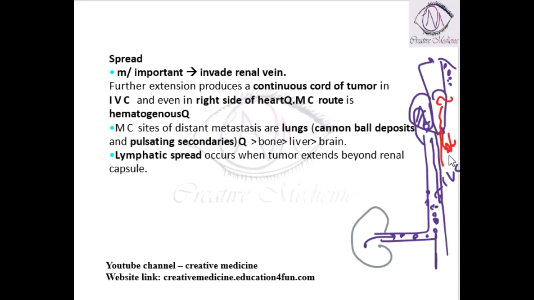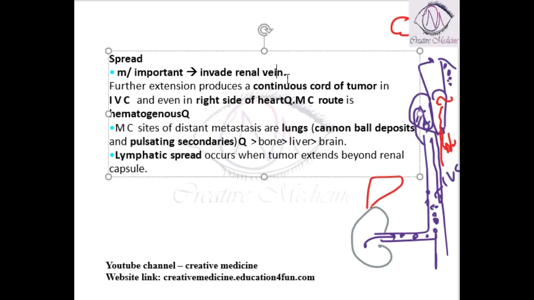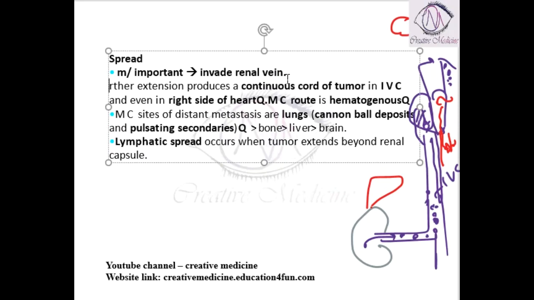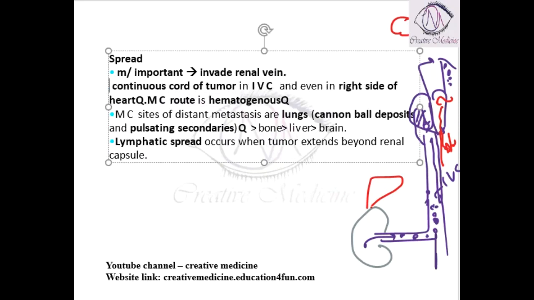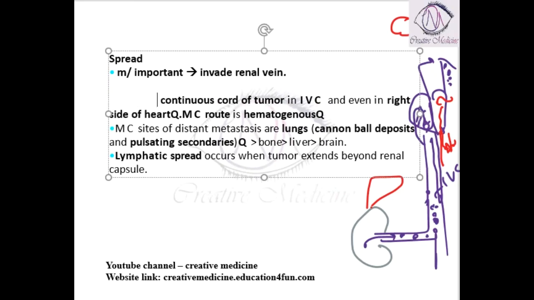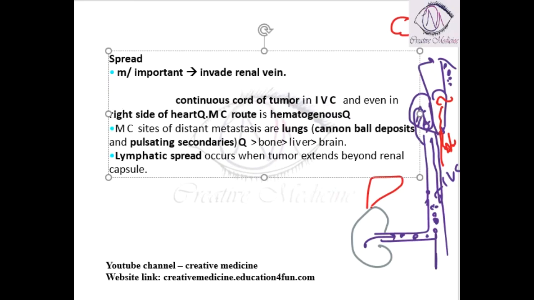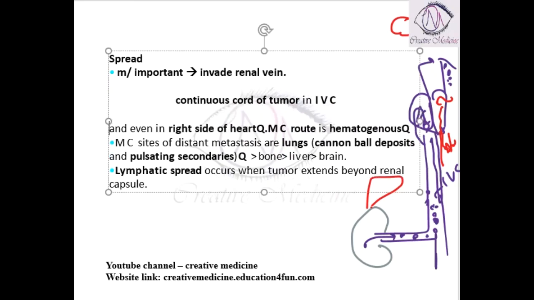tumor cells can go into the brain, or they can go into the liver also. So overall, the most important spread is the invasion into the renal vein. And whenever there is invasion into the renal vein, this leads to a continuous cord of tumor that is seen in the inferior vena cava.